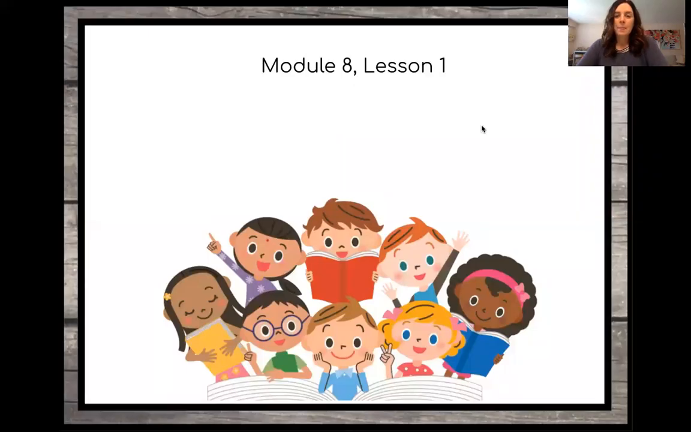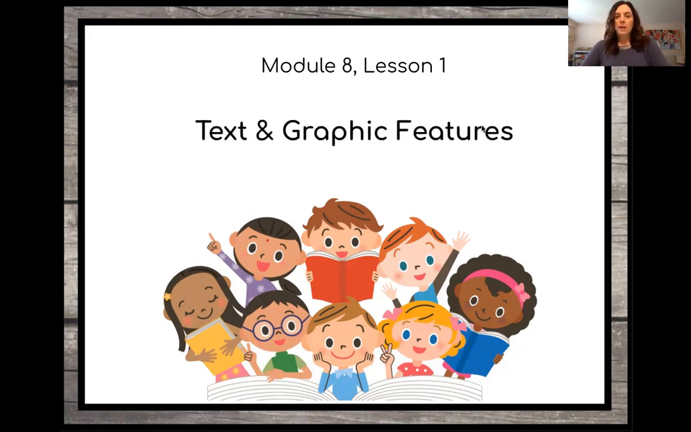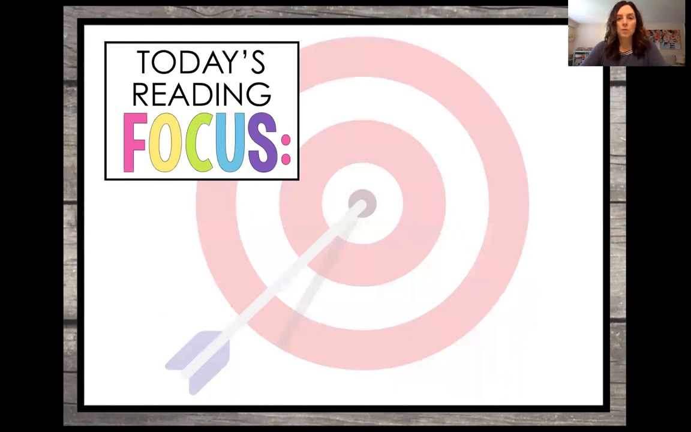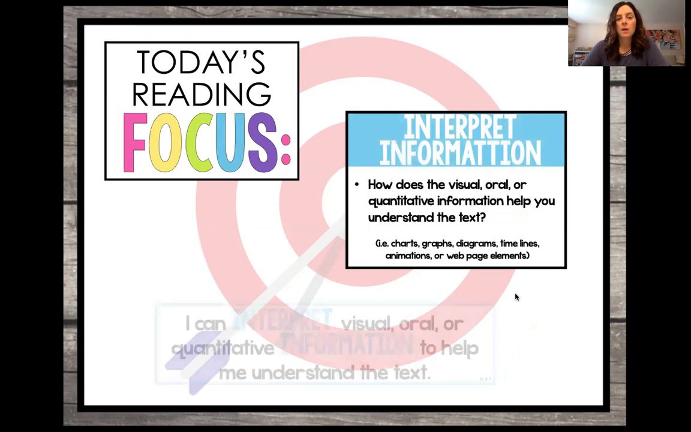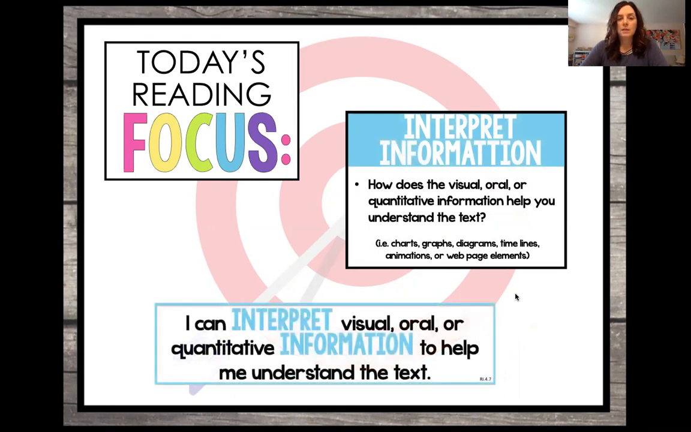Hi, everyone. This is Module 8, Lesson 1, and today we are going to be looking at text and graphic features. Today's reading focus is on interpreting information. So we are going to talk about how the visual, oral, and quantitative information helps us to understand a text. These are things like charts, graphs, diagrams, timelines, animations, and so on. Our learning target today is I can interpret visual, oral, or quantitative information to help me understand the text.